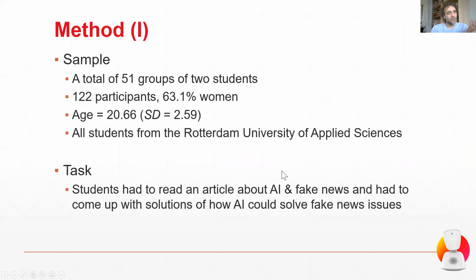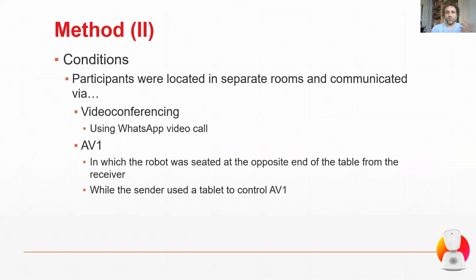So we did a study among 122 people, 51 groups of 2 students, all from the Rotterdam University of Applied Science. They had to do a task in which they had to make a decision about how AI could be used to solve fake news issues. We had 2 conditions. In one, participants communicated via a WhatsApp video call, located in separate rooms. In the other, one participant was seated at a desk and communicated with the telepresence robot at the opposite end of the desk. The one controlling the robot had a tablet to control it.